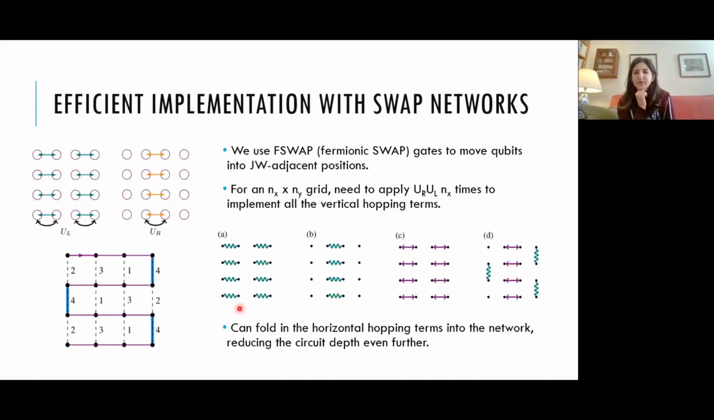A further improvement you can do is folding these horizontal hopping terms into the network. You can see that these A and C, we're applying gates on the same 2 qubits. So it turns out if you combine these 2, it looks like one of these gates, but up to a single qubit unitary.